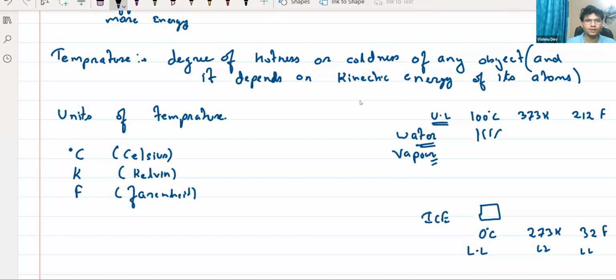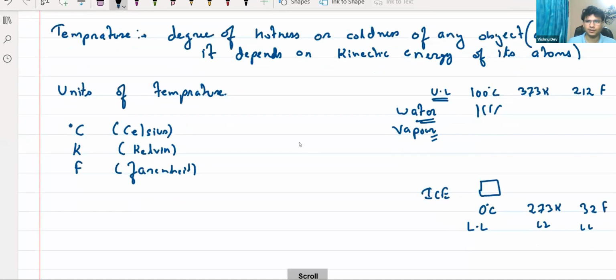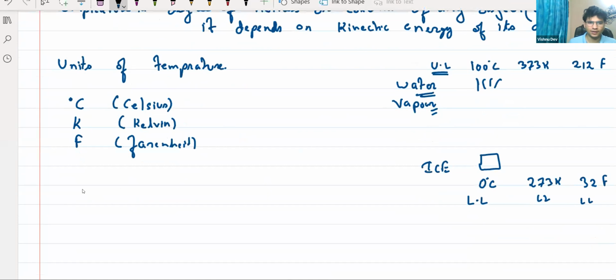Now let me ask you this: if I want to convert degree centigrade into Fahrenheit, or Fahrenheit into Kelvin, we should be able to do that, right? Yes or no? We should be able to convert it. Yes, but how? The question is how.